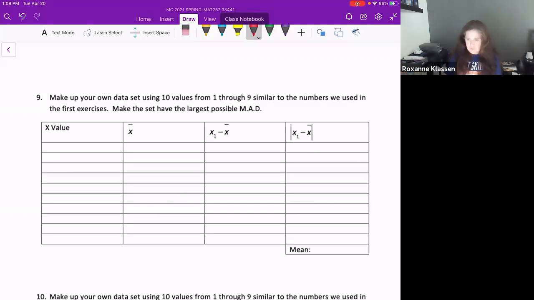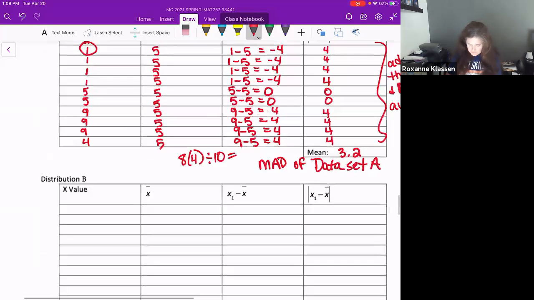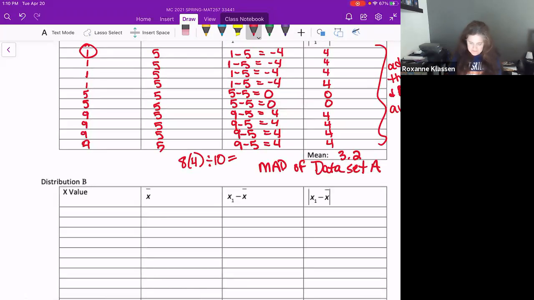Is the bottom X value, is that supposed to be a 9? Oh yes, that is a 9, you can't tell? Just kidding. Thanks, McKenna.